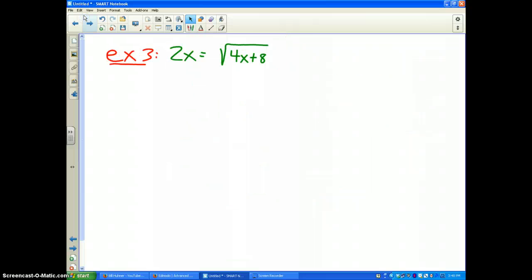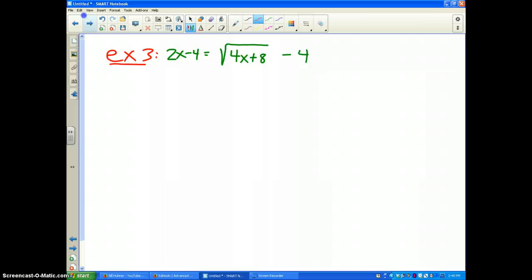One more. I'm going to change this problem slightly. We're going to write this as 2x minus 4 equals the square root of 4x plus 8 minus 4. All right, well, here we go, people. Let's give this a try.